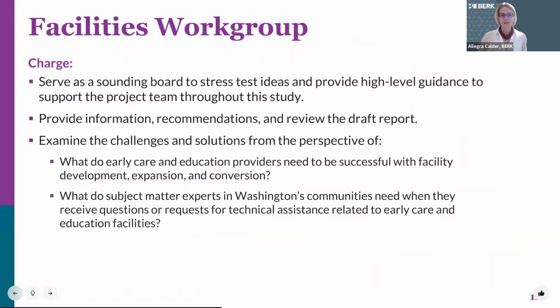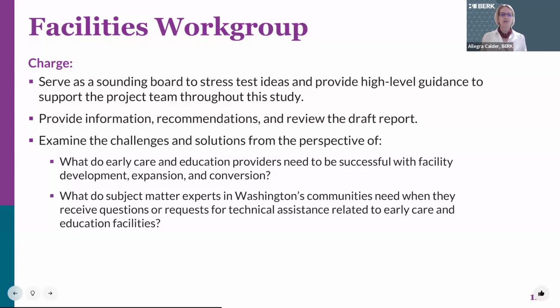So as I mentioned, we do have a facilities work group. This group will meet about 5 times starting in May until April of 2026. We're really using this group as a sounding board to stress test some of our ideas, provide some high-level guidance, and then review some of the interim product and help us with the recommendations and the implementation plan.